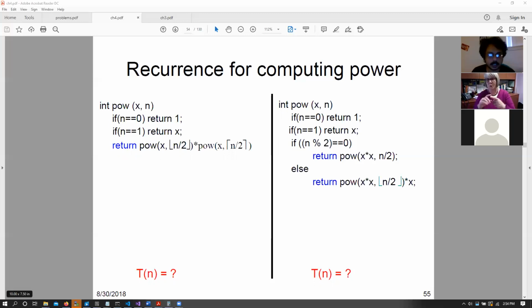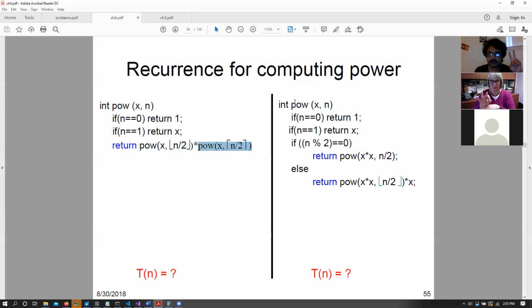The first function here is called pow, which returns an integer and takes in two numbers, x and n. If n equals 0, it returns 1 because anything raised to the power of 0 is 1. The second case is if n equals 1, it returns x. And then it calls itself again in the return statement: pow(x, n/2) times pow(x, n/2). That is the first function.